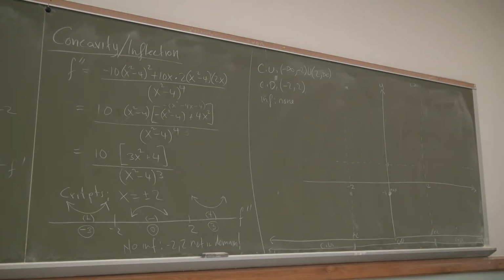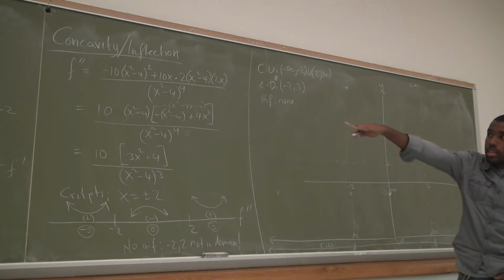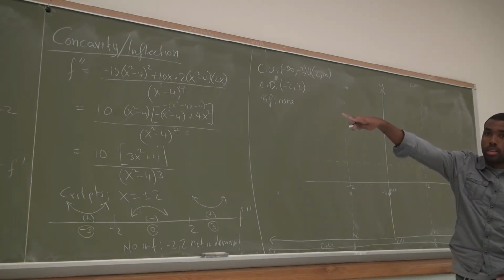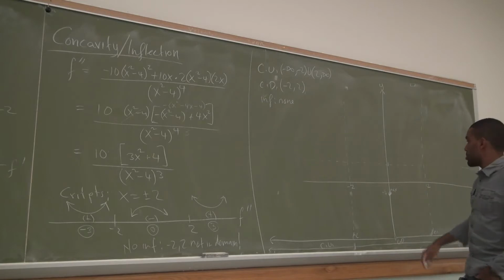Professor, what's the value of that y? This? Yeah. 1. How do you get that? It's a horizontal asymptote. I found that in the second step. Well, the third step.